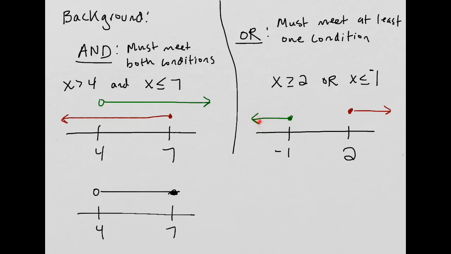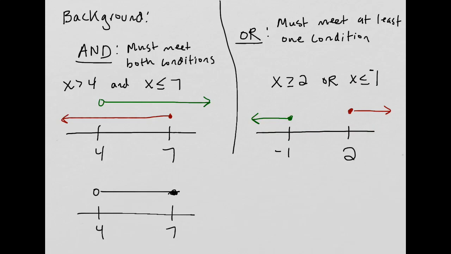What does this green set correspond to? Those were all the numbers that were less than or equal to -1. So these numbers all meet one of my conditions. That means in my answer, I would want to include all of these numbers. What about in the middle? Well, in the middle, notice these numbers are part of neither set. So they meet neither one of my conditions. So I'm not going to include that in my answer.